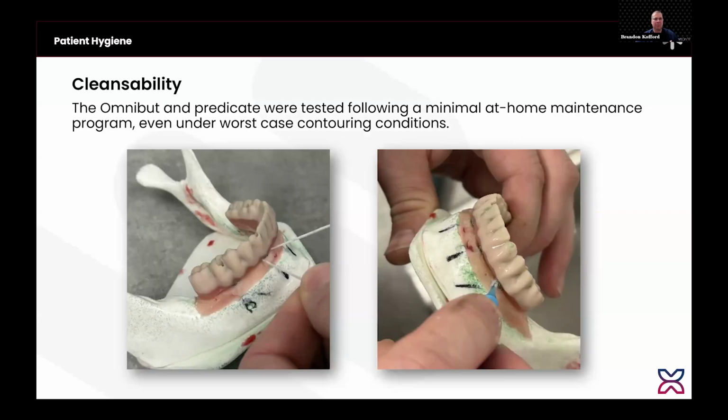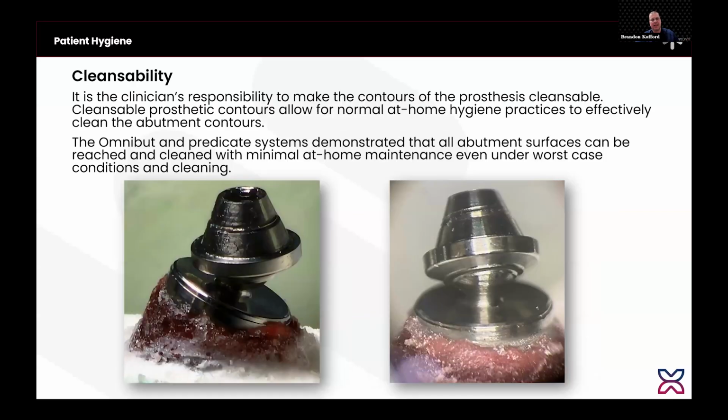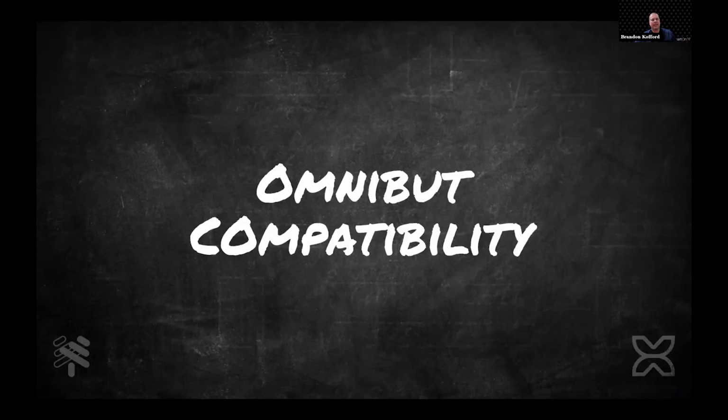And then we brushed it, we flossed it, we used interproximal brushes, and we water picked it. And sure enough, the abutments come out very clean, all surfaces of the abutment. And it's comparable to the predicate device because we had to do it for both the Omnibut and the predicate device, which is the standard multi-unit abutment.